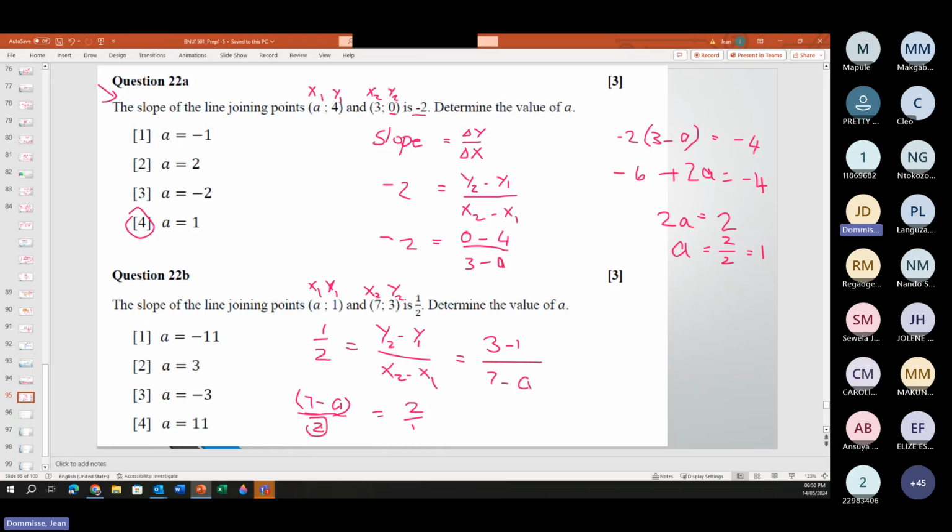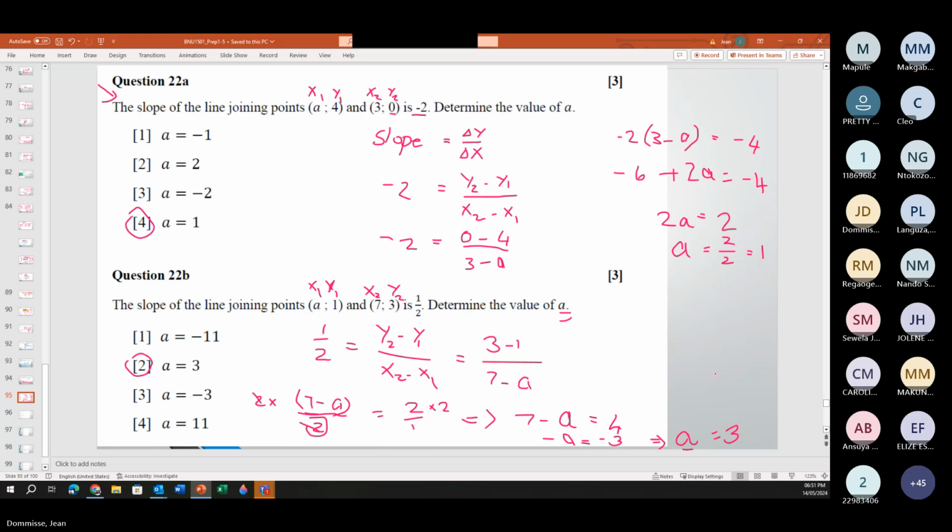We need to get rid of that 2, so on both sides we multiply by 2 so that it can cancel out. So we basically sit with 7 minus a is equal to 4. If I take this over, we get minus a is equal to 4 minus 7, which is minus 3. So minus a is equal to minus 3, which means the value of a is equal to 3. They also have a minus 3 as an option, but we're looking for a. They told us we need to work out the value for a.